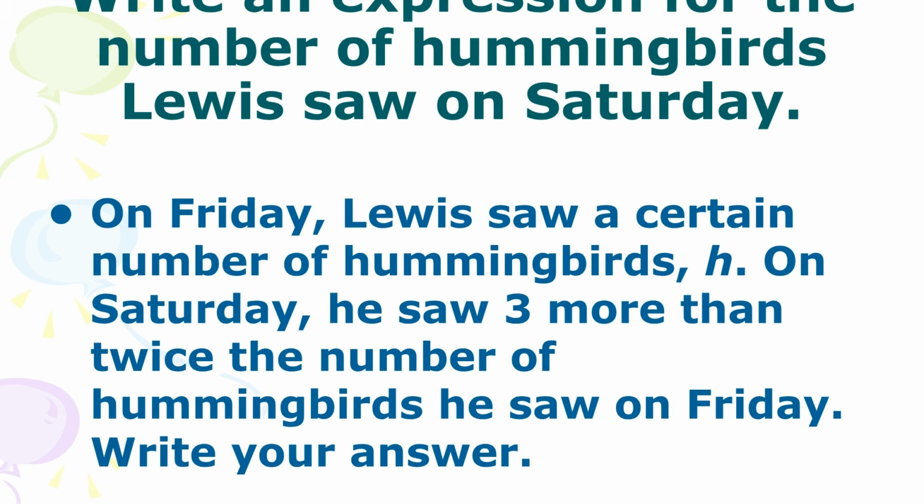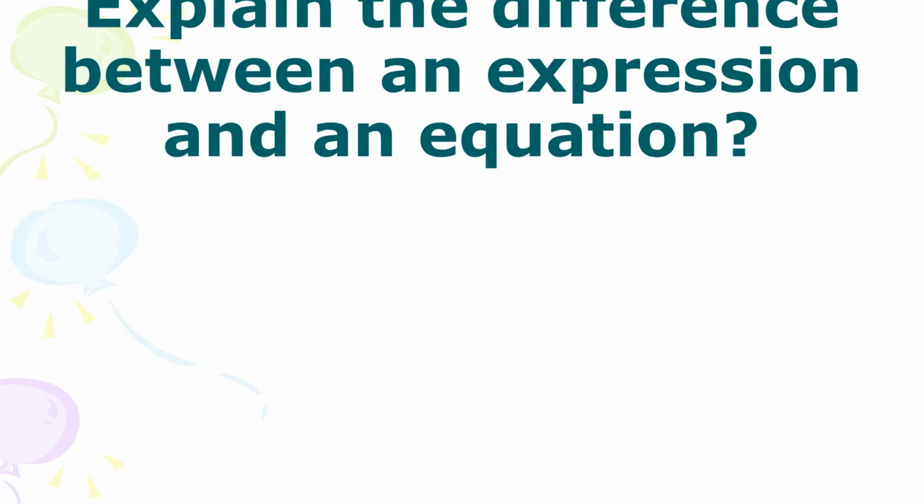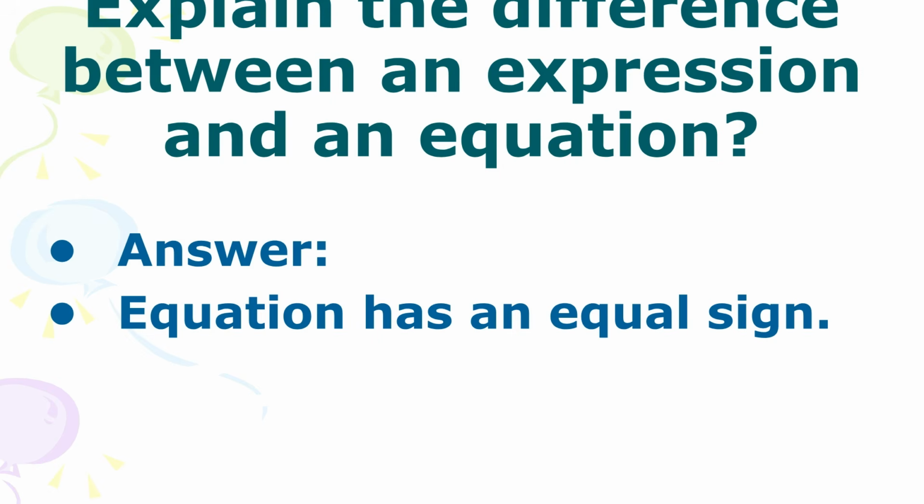Question number 4. Write an expression for the number of hummingbirds Louis saw on Saturday. He saw h hummingbirds on Friday. On Saturday, he saw 3 more than twice the number he saw on Friday. The correct expression is 3 plus 2h. Twice the number is 2h, and 3 more than is plus 3. Finally, explain the difference between an expression and an equation. The answer is that an equation has an equal sign.